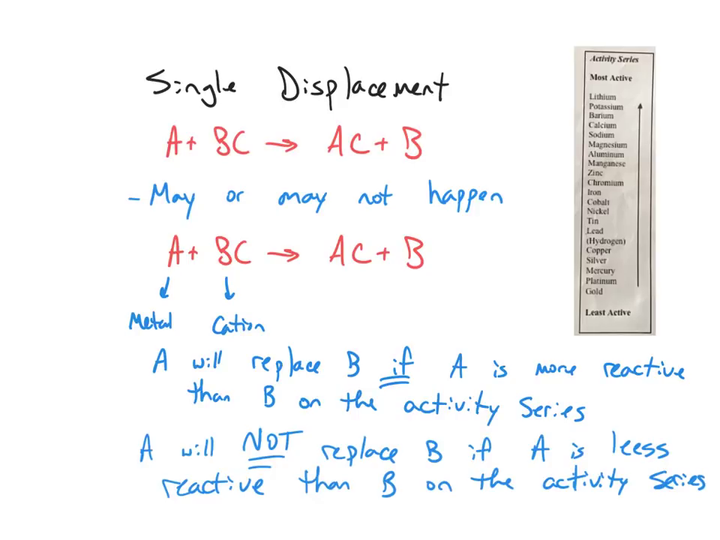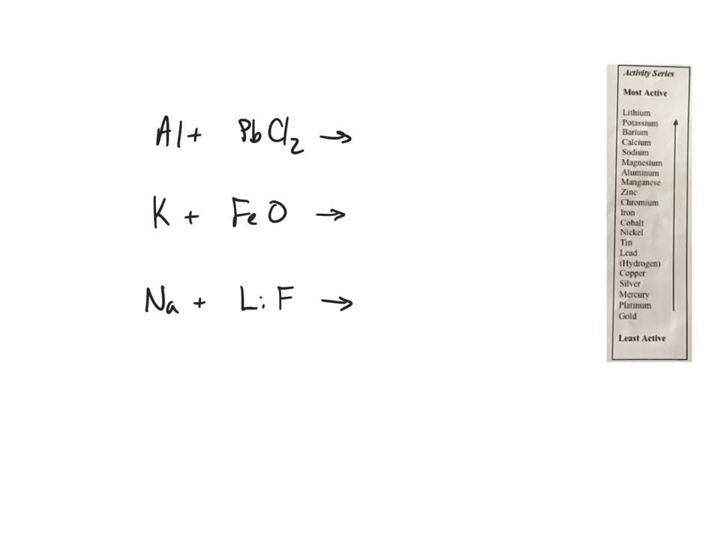I like to think of this as kind of like water flowing downhill. A metal will replace something below it, but not backwards. Just like water always flows downhill, metals always replace downhill. A metal will replace something underneath it. So here I've listed a handful of single displacement reactions. And I don't know whether or not they're going to react because I haven't checked the activity series, but I've posted a copy of the activity series on the right-hand side.